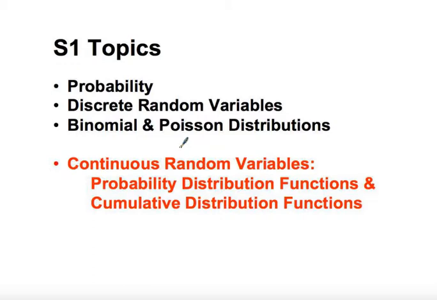So in S1, we've worked through 3 of the 4 major areas of the S1 module. We're now left with the final area of the S1 module, continuous random variables, and in particular we will be looking at probability distribution functions and cumulative distribution functions and the relationship between them today.